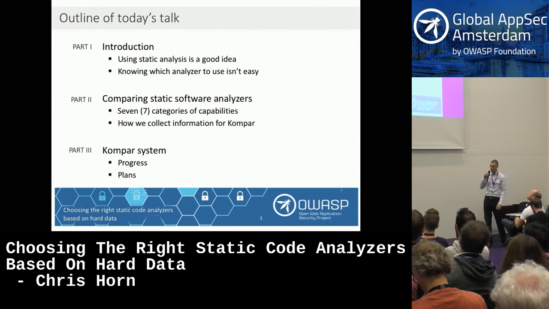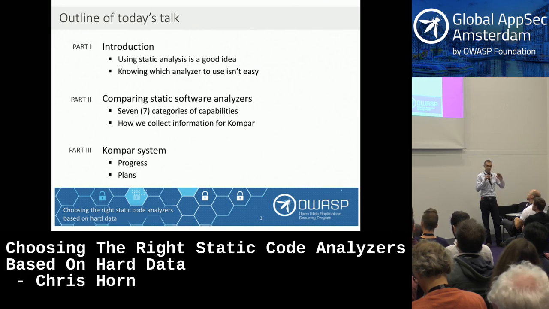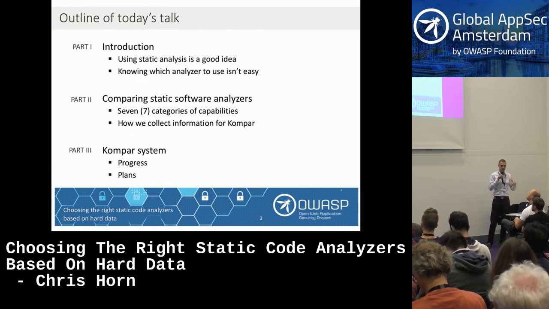So the outline of today's talk. I'm first going to give you an introduction to static analysis, just to make sure everybody's on the same page. Then we're going to go into the set of criteria that we are using to compare static analyzers. It's both abstract, in terms of how you should do it, and it also doubles as the questions and the information that we capture in this tool that we're developing called Compare. In the final section, I'll talk a little bit about this Compare system and show you some of our progress and plans.